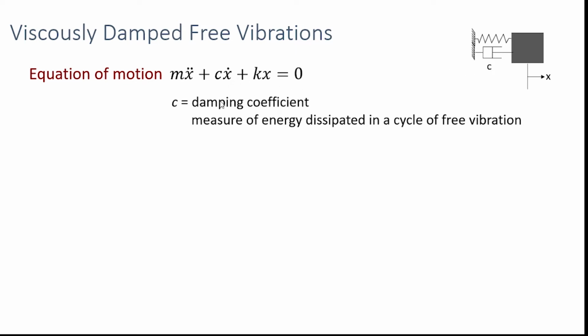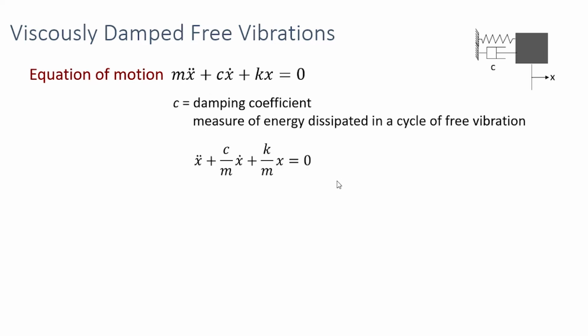c, as we have mentioned, is the damping coefficient, and this is a measure of energy dissipated in one cycle of free vibration. So the energy dissipated when the structure makes one cycle of vibration is represented by c. Now we can rearrange this equation of motion like this just by dividing it by the mass. And we know that k by m is equal to omega n square, that is, the square of the natural frequency.